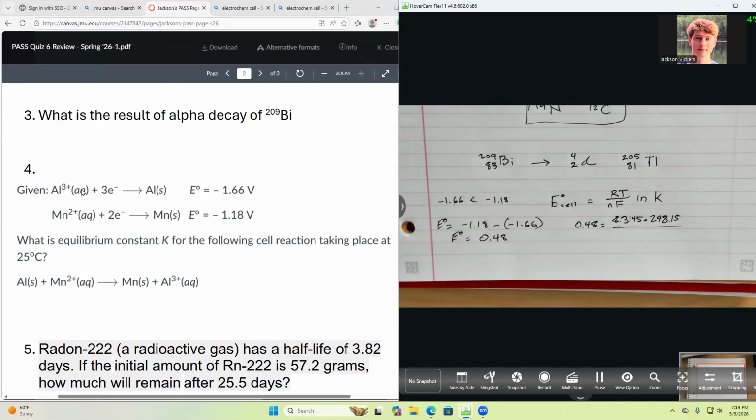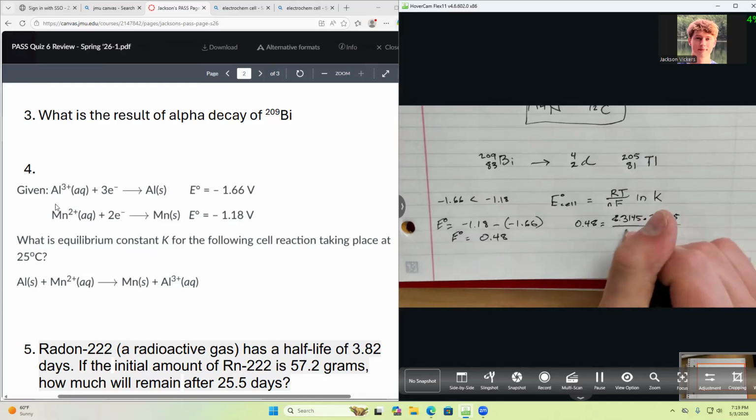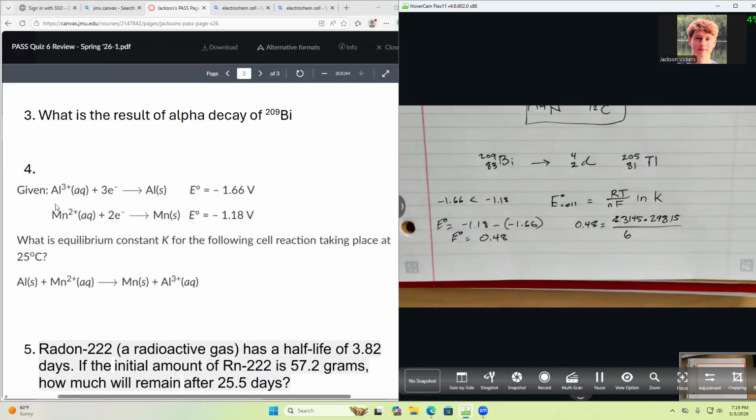So again, we said that we're going to flip this aluminum thing to go the other way. And if we had a 3 over here and a 2 over here, the lowest common multiple is 6. Do we feel okay with that? That's kind of going back to last exam stuff.